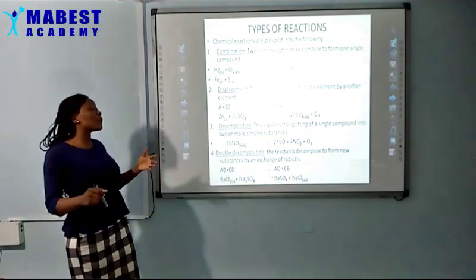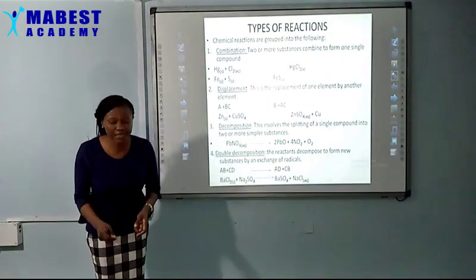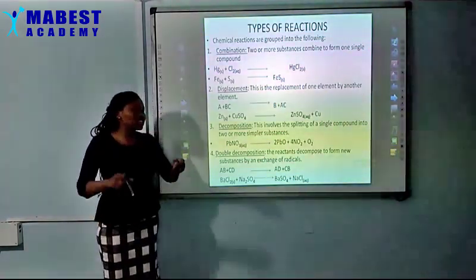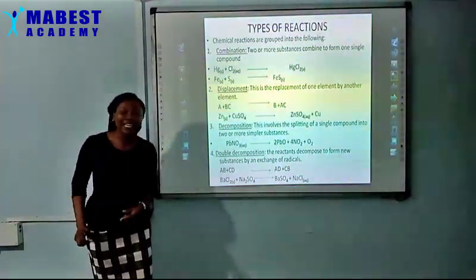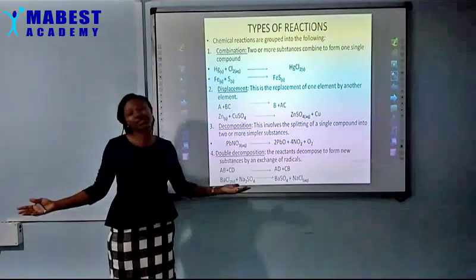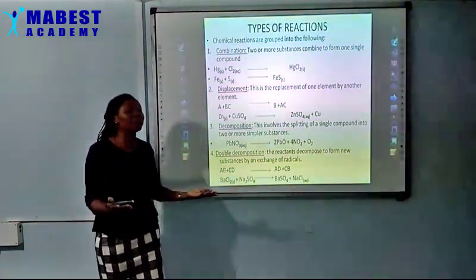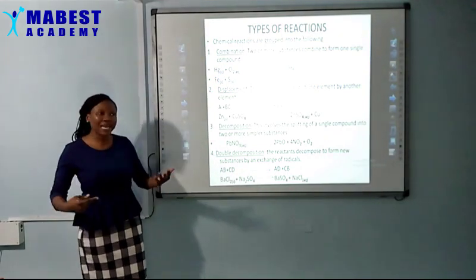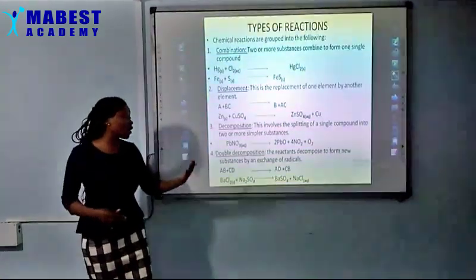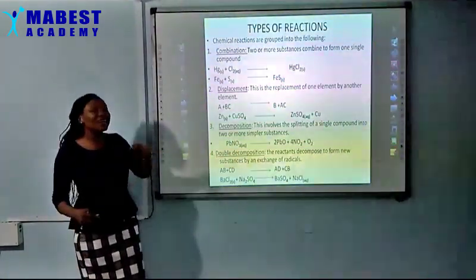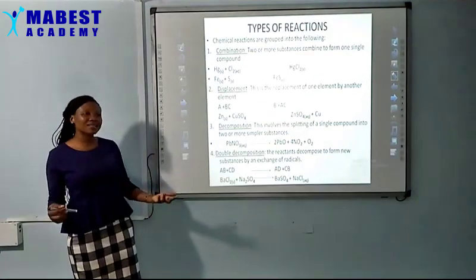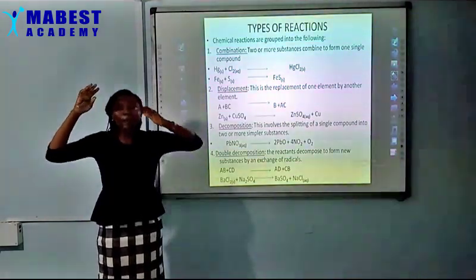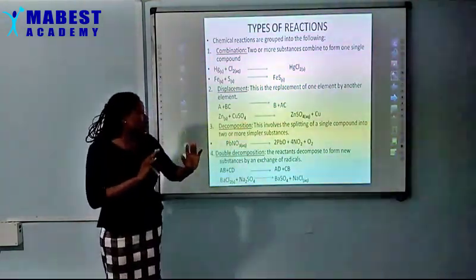Another reaction is decomposition reaction. When something decomposes, that means something breaks down into simpler substances. This involves the splitting of a single compound into two or more simpler substances. We can have calcium trioxocarbonate 4 splitting or breaking down into calcium oxide and carbon 4 oxide. We can equally have lead 2 trioxonitrate 5 splitting into lead 2 oxide, nitrogen 4 oxide, and oxygen. In this reaction, a bigger compound breaks down to form simpler substances.